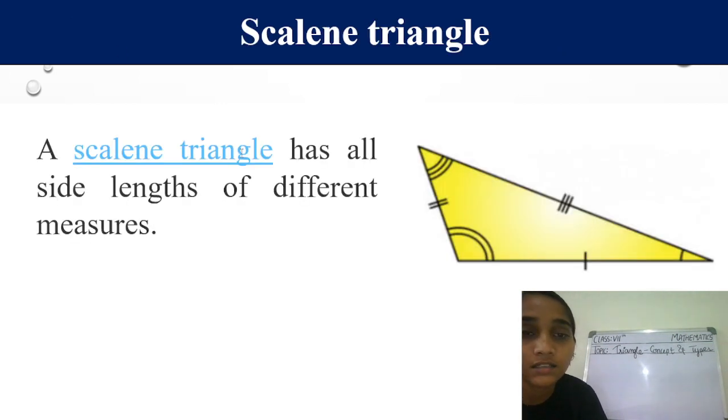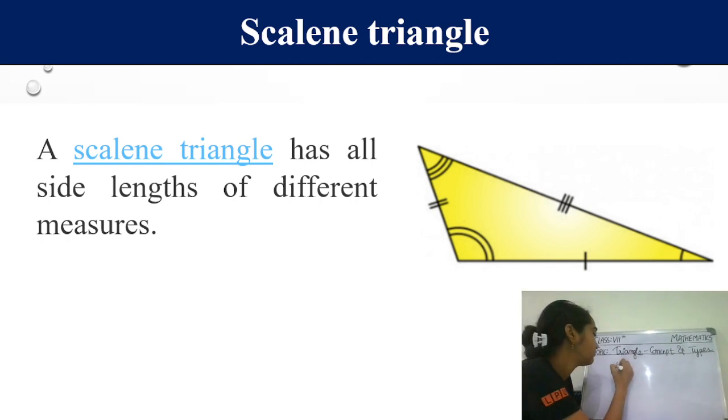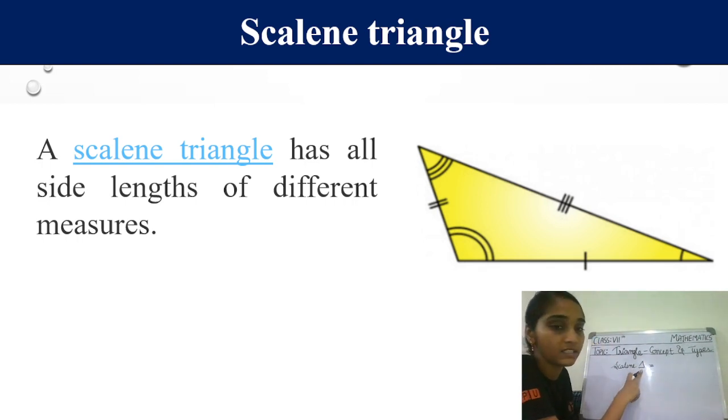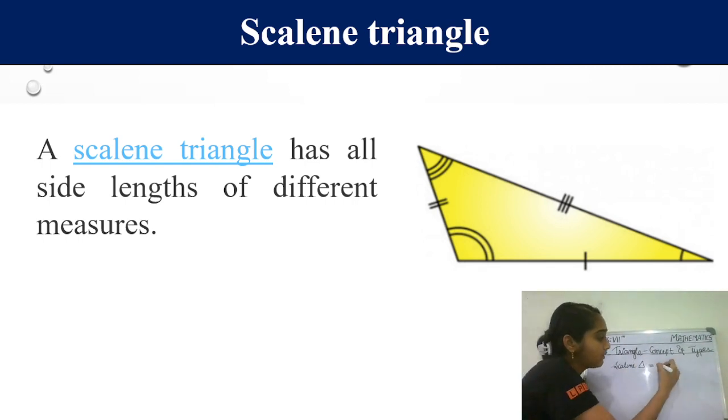So students, a scalene triangle is a triangle which has all the side lengths of different measurements. You can see that they all are different. All three sides are different in measurement. If one is 2 centimeters, the other will be 4 and the next will be 6. So all these three are different. So for a scalene triangle, we can represent it by this symbol also. We can say all sides different.